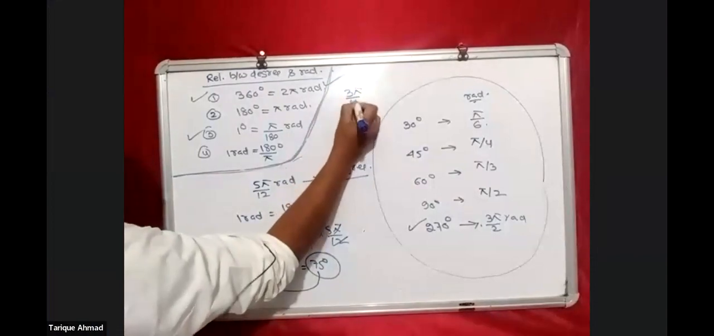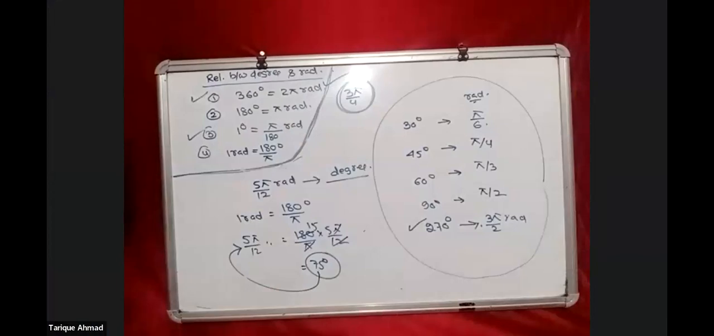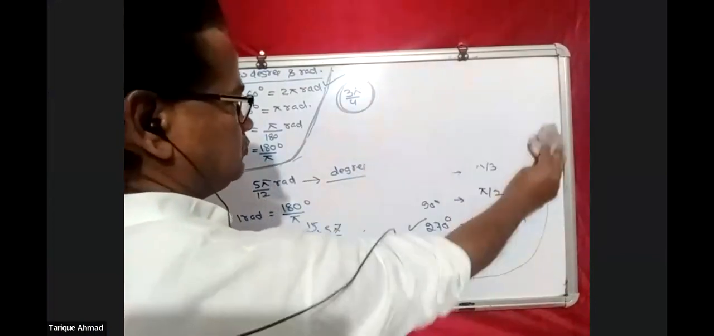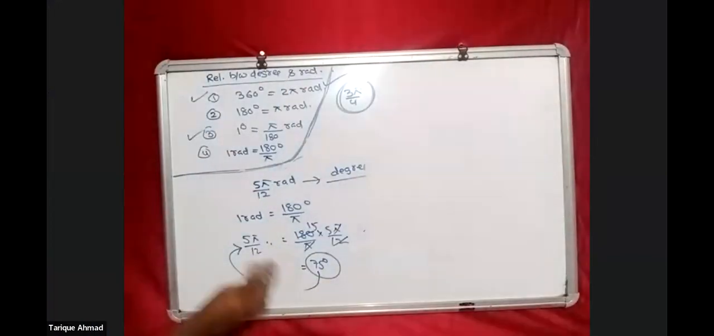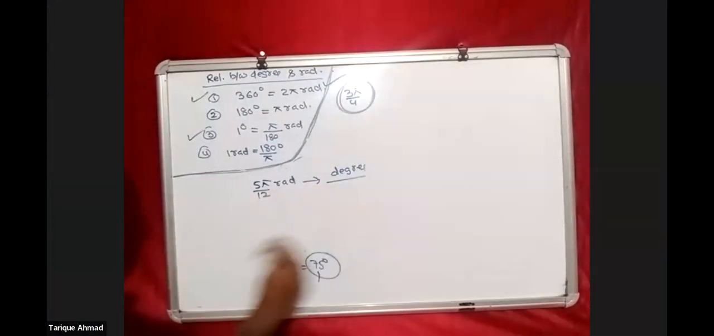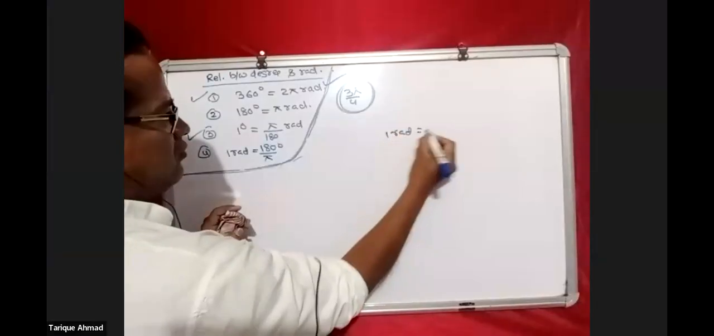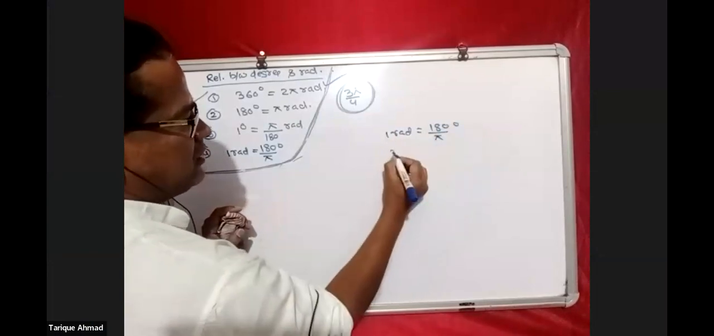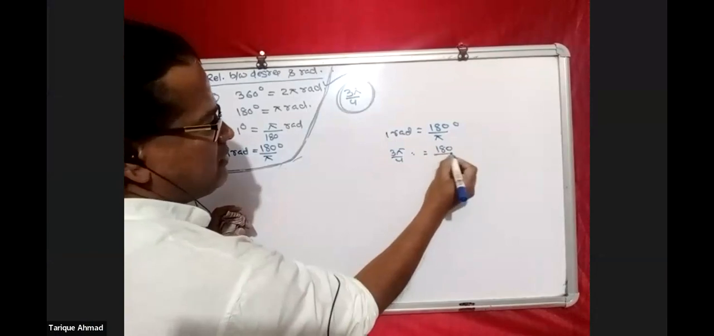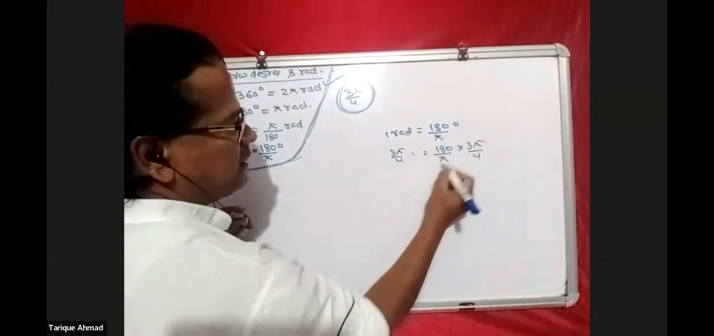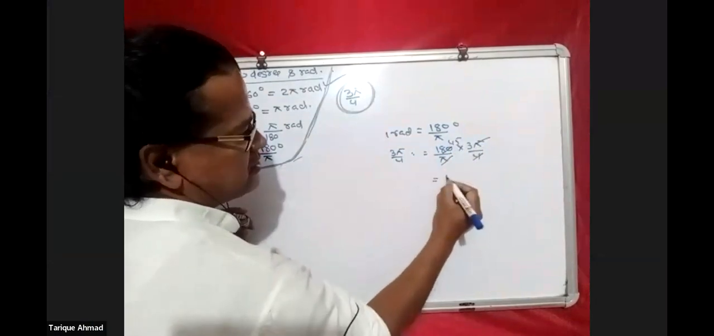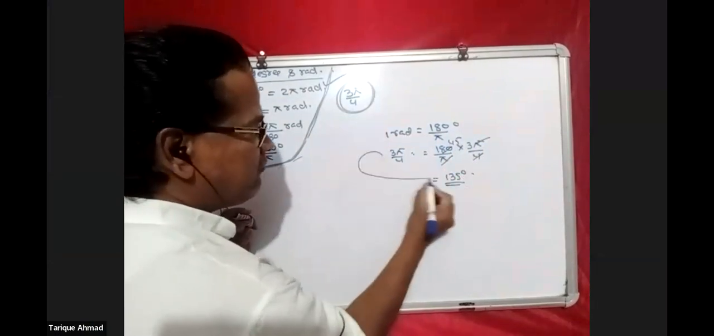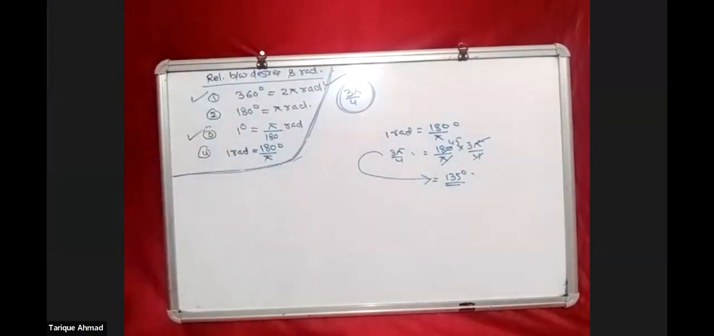3 pi by 4, find its value in degree. The value of 3 pi by 4 in degrees. So 135 degrees. Correct. 1 radian is 180 by pi degree. Now 3 pi by 4 radian is 180 by pi into 3 pi by 4. Cancel 45. This is 135 degree. So 3 pi by 4 means 135 degree. Getting? Yes, sir. Okay.